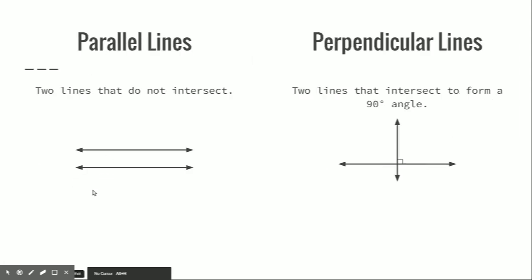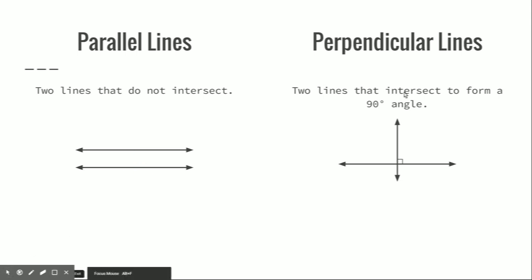Now, parallel lines are two lines that never intersect. And oftentimes when you are doing your math, you're going to see that represented by arrows on those lines. And so if you ever see arrows on the lines like that, that means that they're parallel and that they will never cross, so they will never intersect.